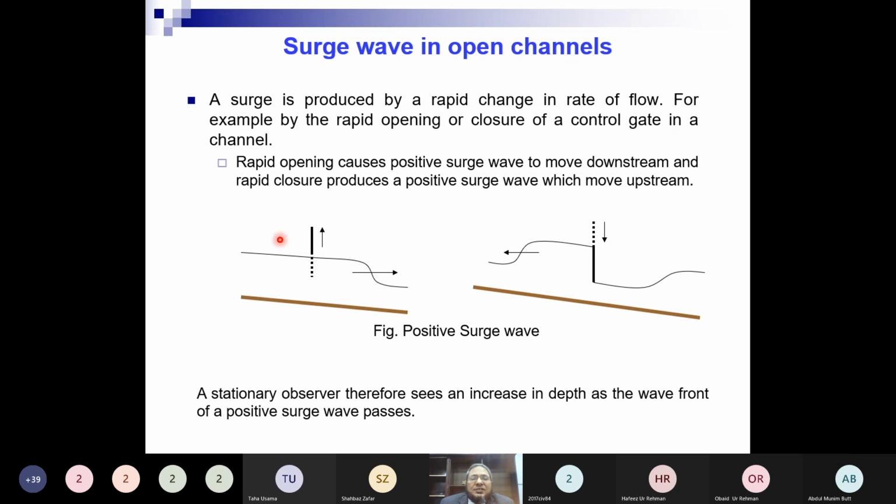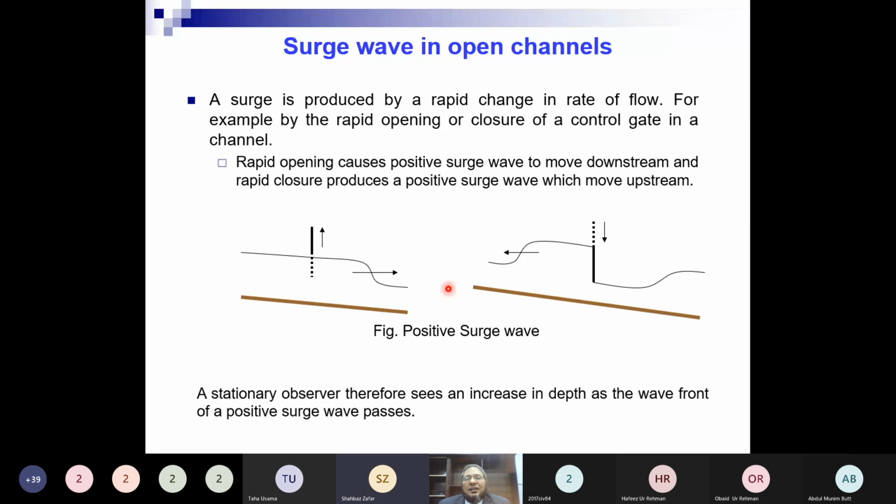Now see here, what are we doing with this gate, are we opening or closing? We are opening. Rapid opening causes a positive surge. Before that, the flow was taking place like that, maybe with this M3 profile. Once you have opened it, the liquid will flow like that, and this is a positive surge. But this positive surge is moving in the downstream direction. Is it true?